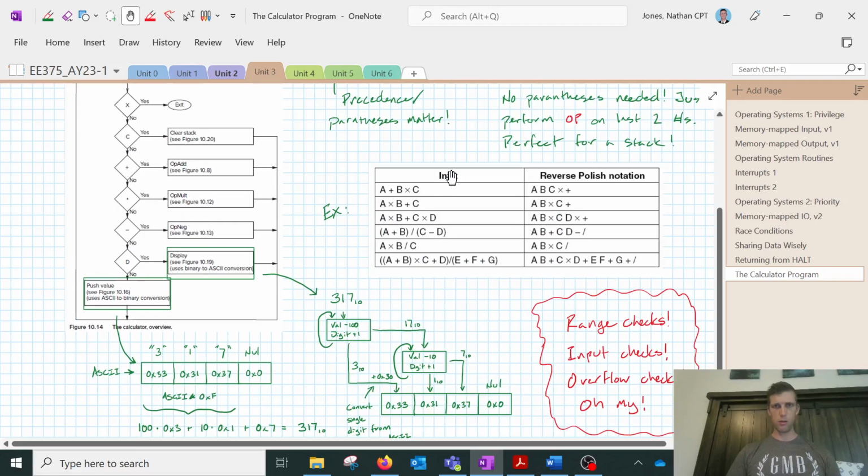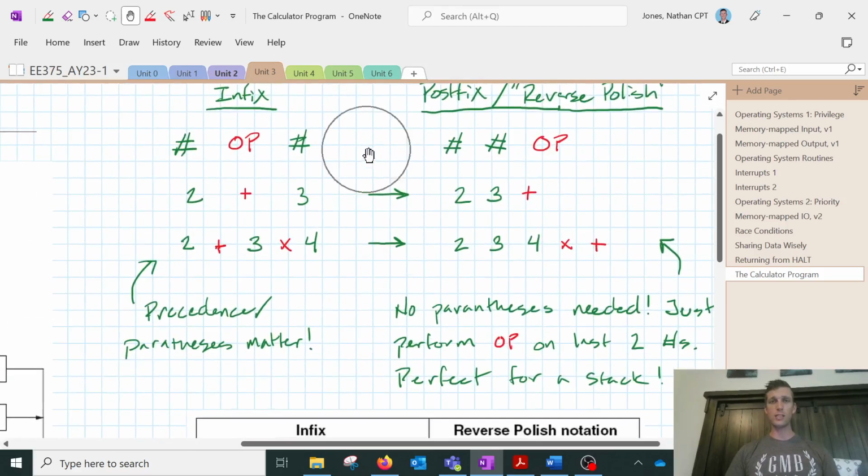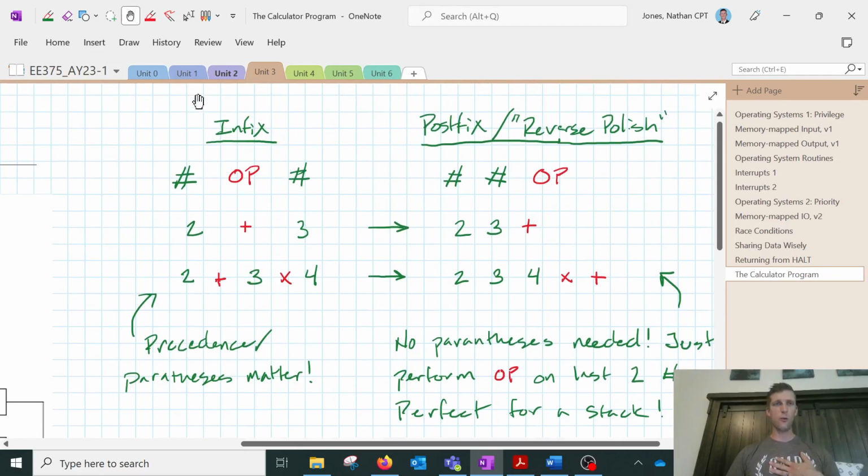Let's talk about postfix notation, also known as reverse Polish notation. This is an alternate way to express mathematical expressions that has a couple of benefits. The format that we're used to is called infix, where the operation that I want performed on my numbers is inserted in between the first and second number. So 2 plus 3 is the expression for the value 5.